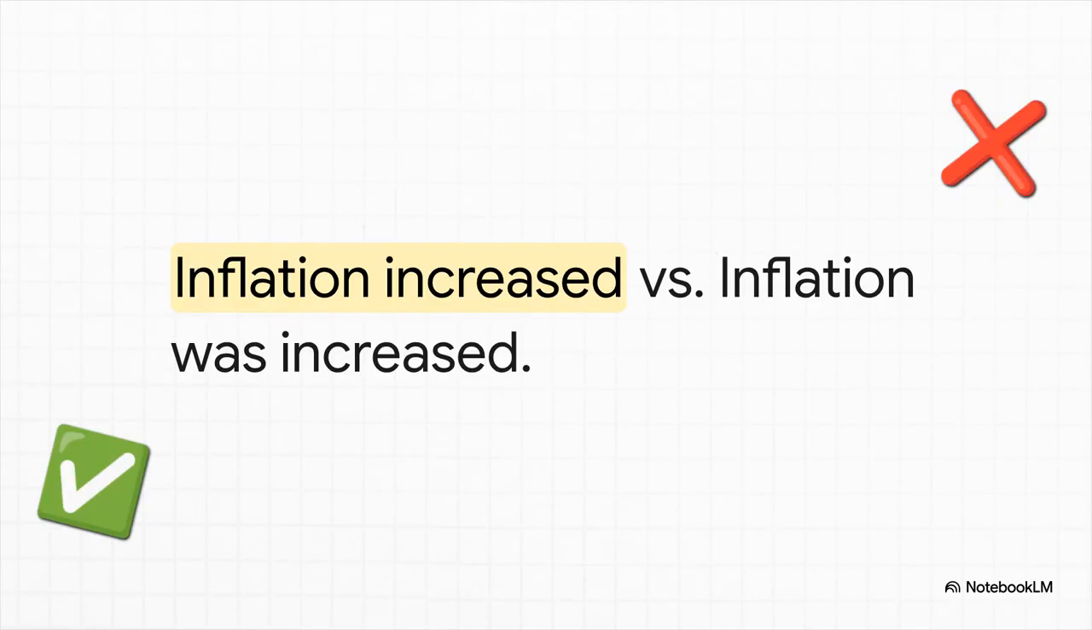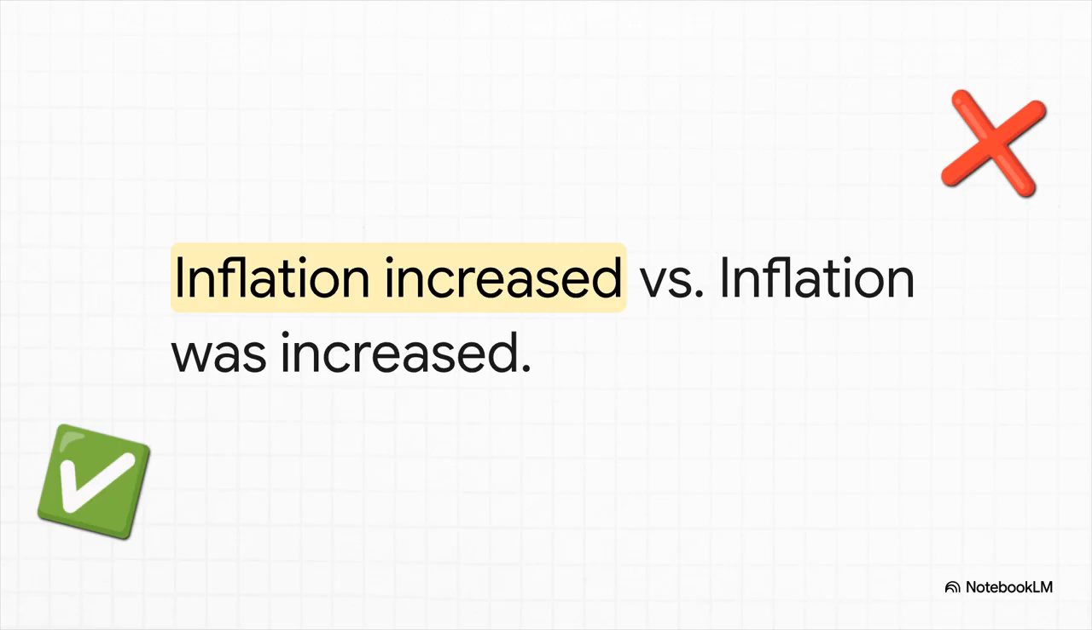And this distinction right here is exactly why this matters so much for your own writing. Oftentimes, students try to make their academic writing sound super objective by awkwardly forcing the passive voice. They'll write something like, inflation was increased. It just sounds clunky, doesn't it? It implies someone specifically walked into a room and turned up an inflation dial.